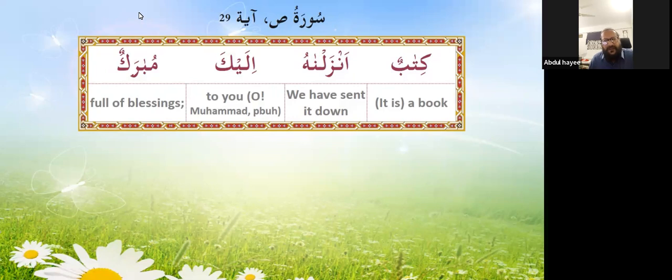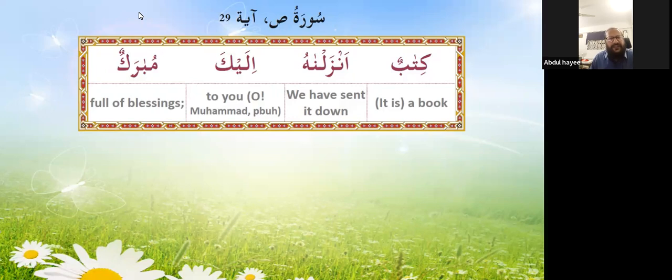The next word is anzalnahu. Can you break this word? How many parts? Two parts: anzalna and hu. It has come from the table anzala, anzalu, anzalta, anzaltu, anzaltum, anzalna. Anzalna is one word, meaning we descended, we sent down. Now, what is meant by hu? The Quran. So Allah subhanahu wa ta'ala is saying the book which we have sent down.